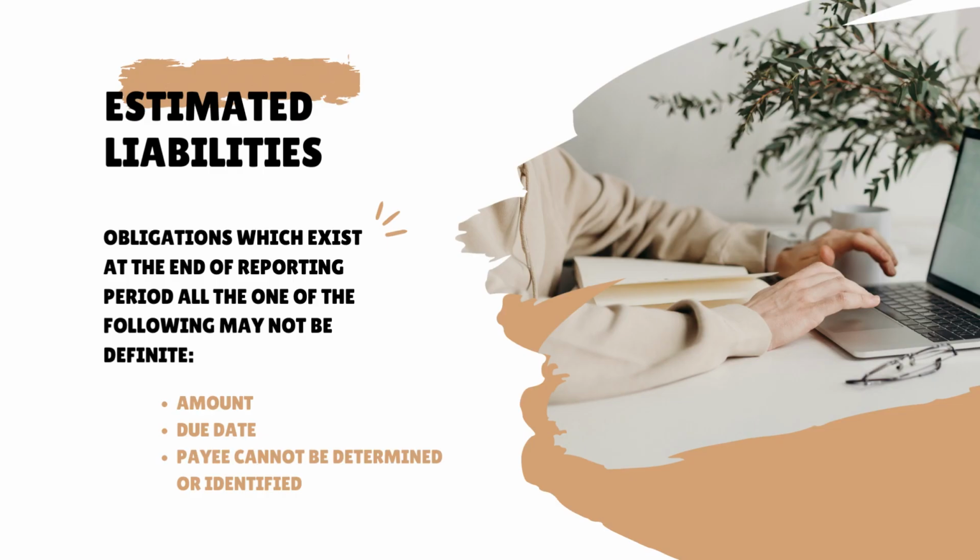Next is for estimated liabilities. So these are obligations which exist at the end of reporting period. So all of the following may not be definite. Okay? So meaning sini any of the three na nakabutan diri sa inyo screen may not be exact pa at the moment. So iya lang gi-estimate ang any of the three. Or di pagit mahibaw-an. So first is ang amount. So ang amount kay dili pa sure.